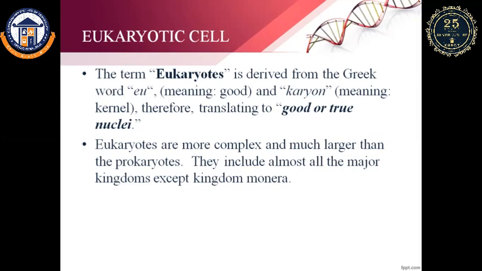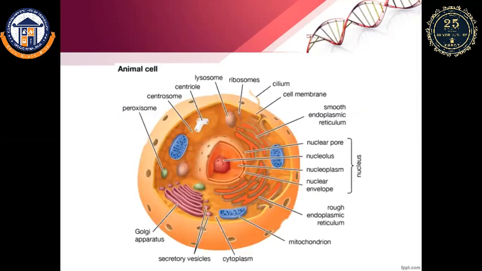Eukaryotes are more complex and much larger cells. They contain all the major components of the cellular system. In an animal cell, there are various organelles such as peroxisomes, centrosomes, lysosomes, ribosomes, and much more. Cells also contain cilia, cell membranes, rough endoplasmic reticulum, smooth endoplasmic reticulum, Golgi apparatus, mitochondria, chloroplasts, etc.